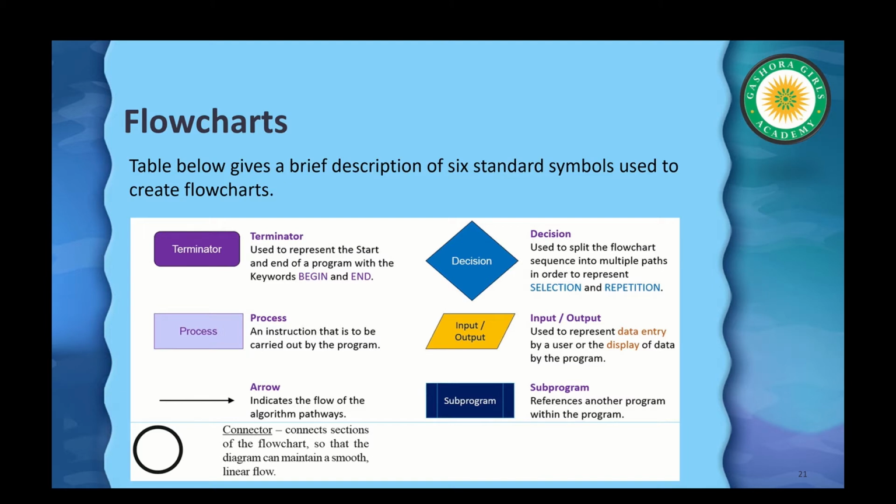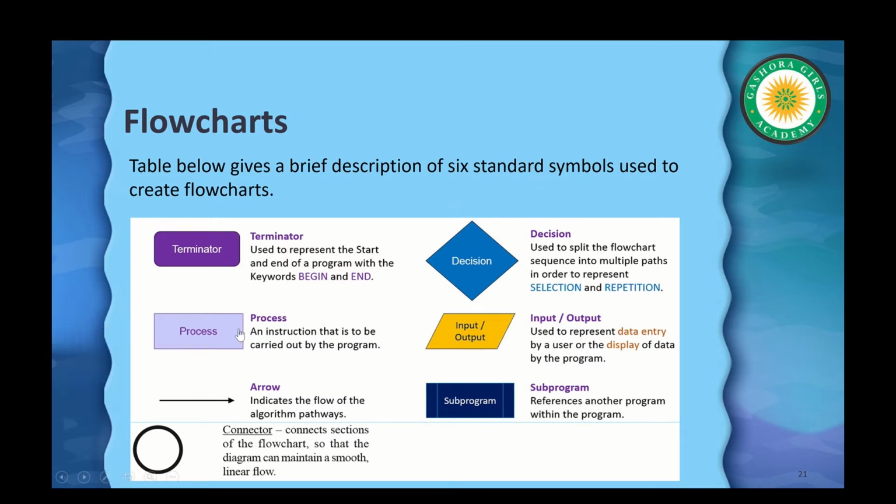Number one, we have the terminator. This terminator is used to represent the beginning and the end of the program with the keywords begin and end, or you can even use start or stop. So we call it a terminator, and its shape is sometimes an oval, or we can use this type of shape.